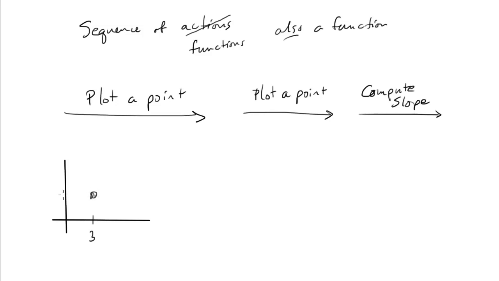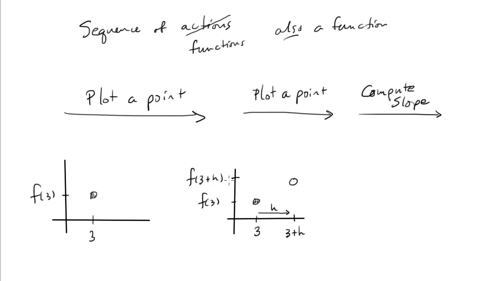So let's do something. I'll plot a point. Then I'll plot another point. So I have my first point already. And I plot another point. I'm going to think of it as being a horizontal offset away from the first point I plotted. Plug that into my function. And now I can compute my slope.